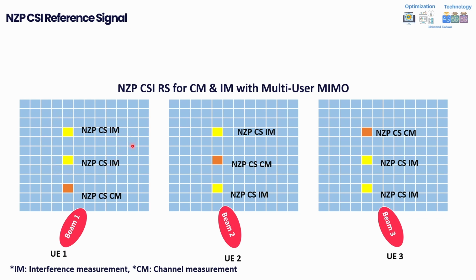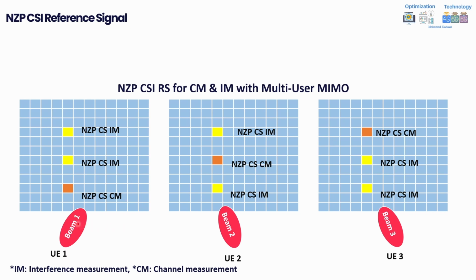This is the main role for this one, and that's why it's being configured by the gNodeB. The gNodeB configured this part particularly to cover the interference coming from the other two UEs, just to be able to generate accurate CQI through measuring this one. So while measuring the channel measurement for user one, it will be detecting the interference generated by the other two users, so it will be able to generate accurate CQI.